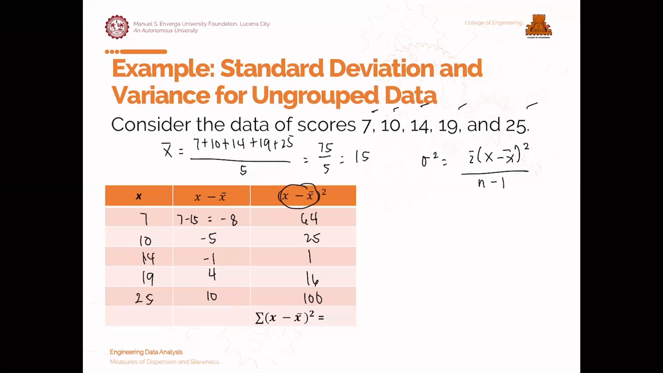So, what we need in the formula is the summation of those squares. So, we need to get the summation. So, we have 64 plus 25 is 89, then 90, then 106, 206. Okay? We have 206 as our summation. Then, applying that to our given formula. Okay? So, the summation is 206. Then, our n is 5 minus 1. So, how much is that? 206 over 4 is 51.5. So, that is our variance.